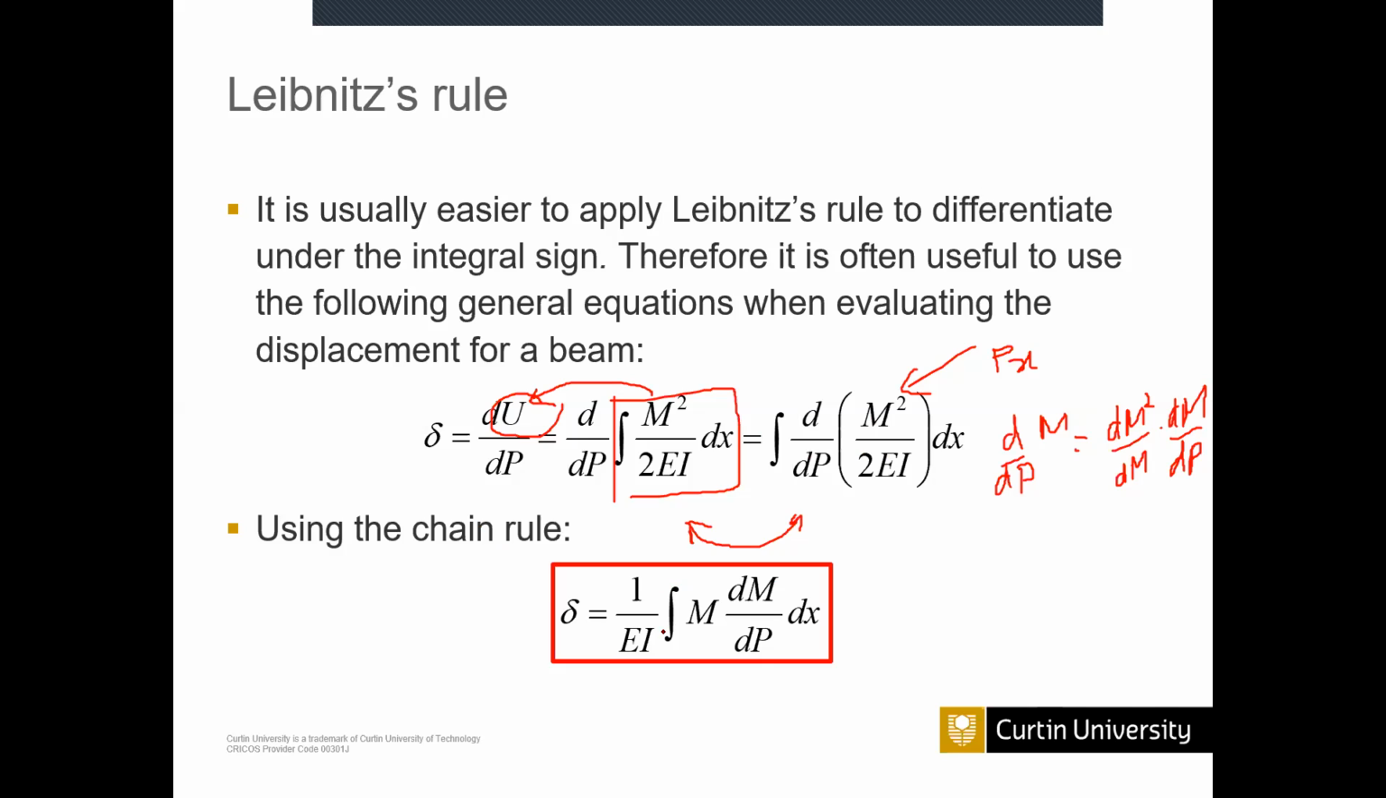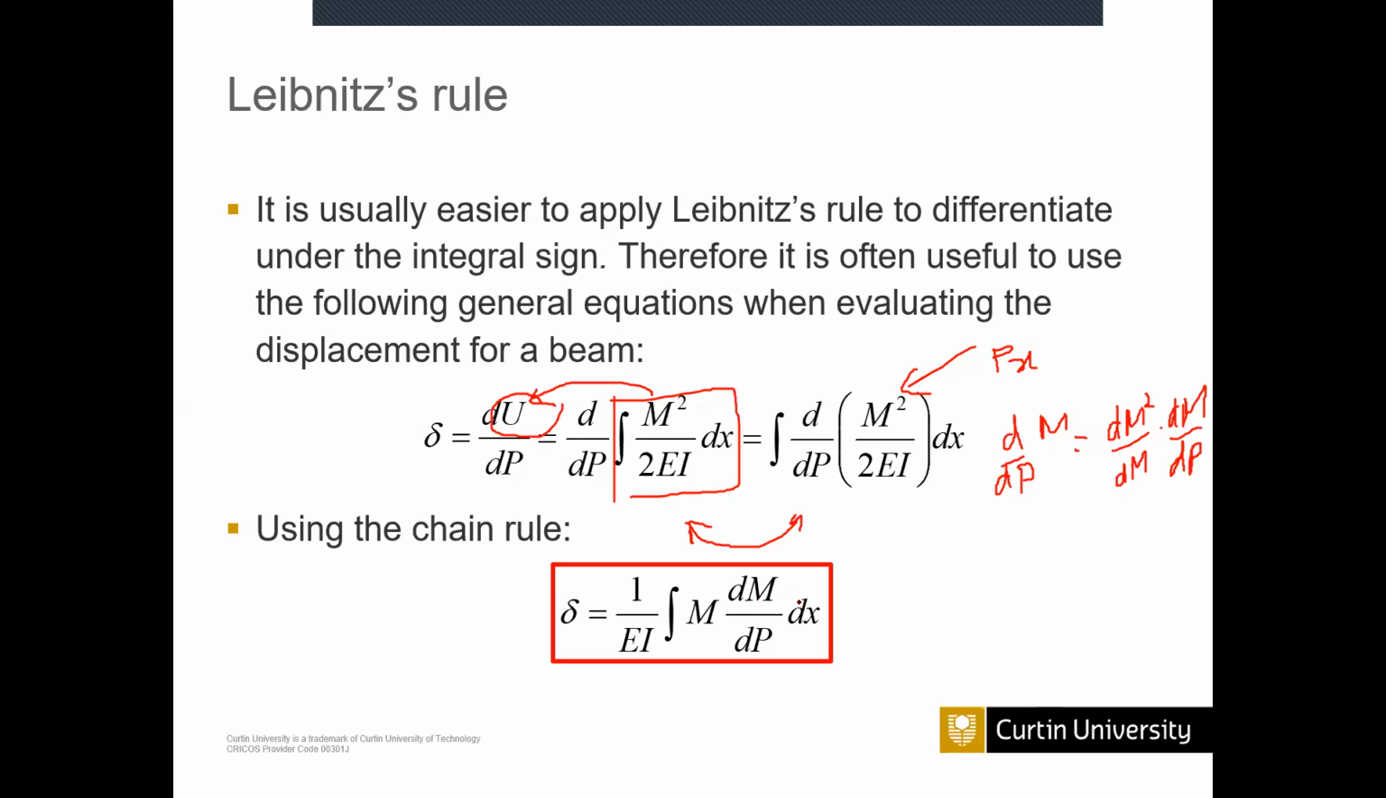Then the integration of M dM by dP dx. EI is a constant, so you can take it out. M you can't take out because it depends on the length, I mean x. This is a function of P and x. When you differentiate with respect to P, you don't revert the x, only P. And after differentiating, you can substitute here, simplify this function and integrate with respect to x. That's the thing you need to do.